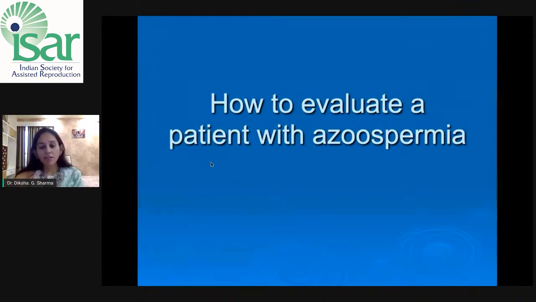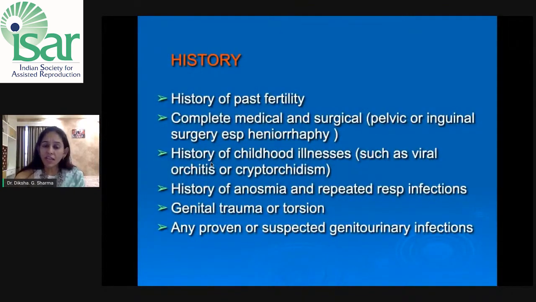Now, next we will be covering how to evaluate such a male who presents with azoospermia. Whenever a male comes to our clinic, once we have diagnosed and confirmed the diagnosis, then we must go step by step. And the first step is to take a detailed history, because that will give us a clue as to the etiology and how to counsel and proceed with the patient.